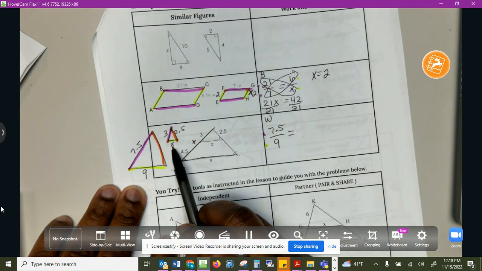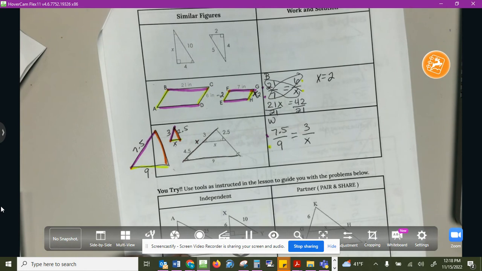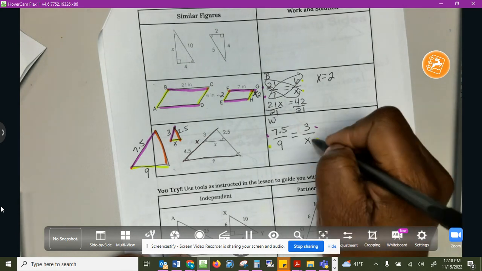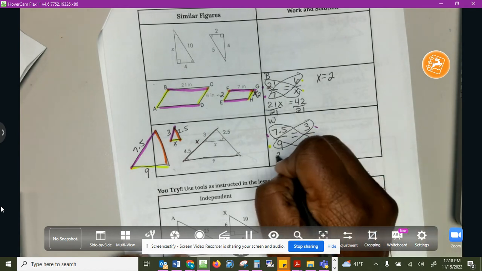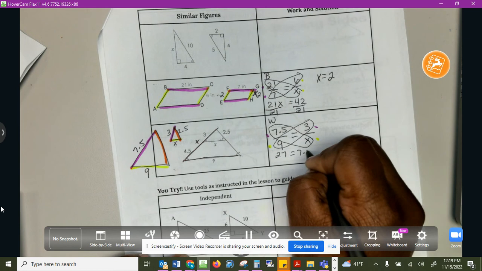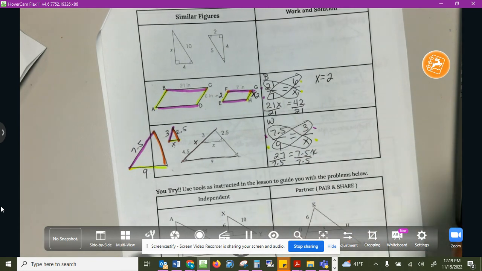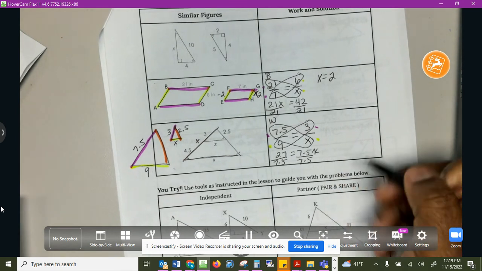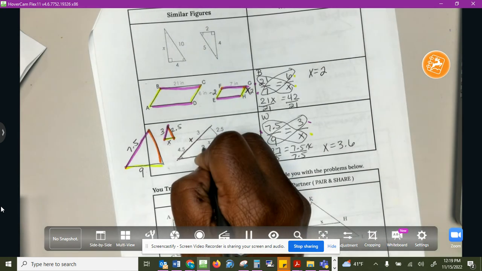So I'm going to do purple over yellow on this one as well, equals 3 over x. That is the within method. Because remember, we said within means that the corresponding sides are right across from each other. So purple is across from purple, yellow is across from yellow. So now we can cross multiply and divide. 9 times 3 is 27, which is equal to 7.5x. I divide both sides by 7.5. And when I do that, I'll end up getting that x is equal to 3.6. So right here is 3.6.